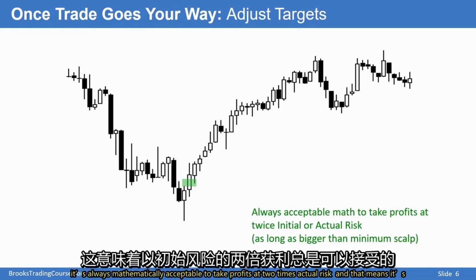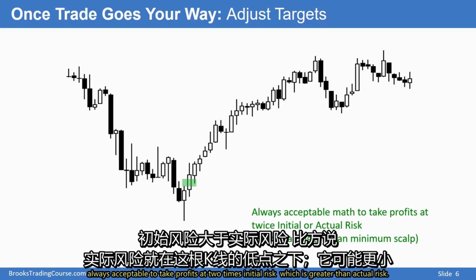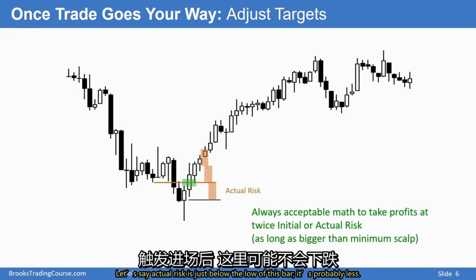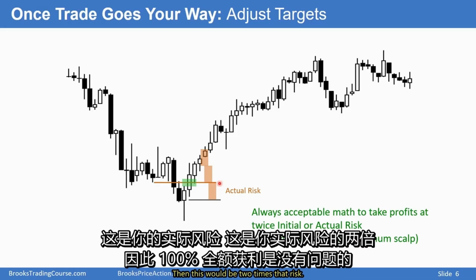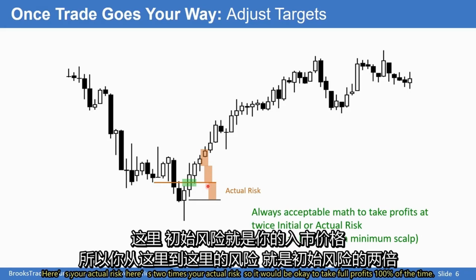Again, it's always mathematically acceptable to take profits at 2 times actual risk, and that means it's always acceptable to take profits at 2 times initial risk, which is greater than actual risk. So let's say actual risk is to just below the low of this bar. It's probably less. It probably did not go down here after triggering the entry. Then this would be 2 times that risk. Here's your actual risk. Here's 2 times your actual risk. So it would be okay to take profits, full profits, 100% of the time here.